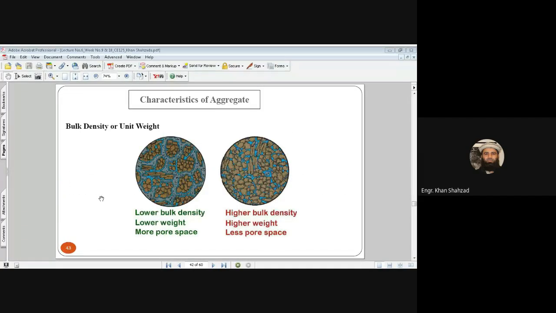Now the bulk density or unit weight. Anyone in the class who can help me in explaining this slide? Ji beta. Yes, sir. You want to help me? Ji. Yes. जी मोहम्मद जीशान.